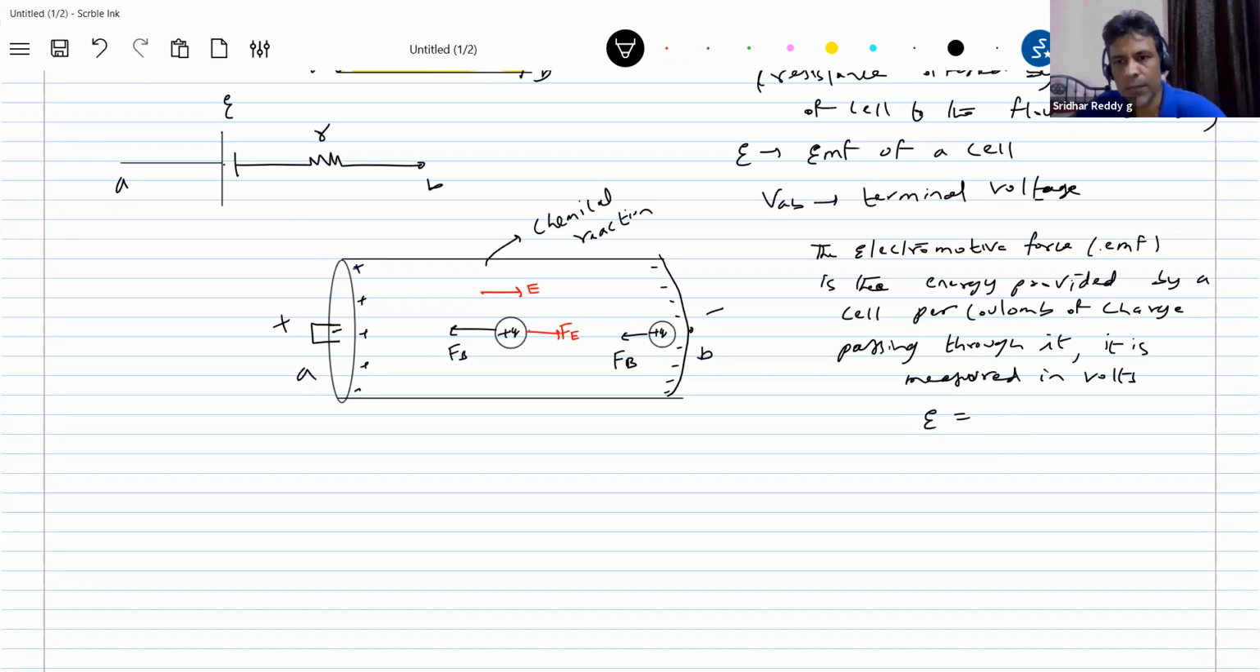So this is work done per coulomb of charge. Going back to electrostatics, work done per unit charge, how do you define that quantity? Potential, no? Therefore, what should be the unit of this EMF? The EMF unit will be volt. That's why it has come as volt.